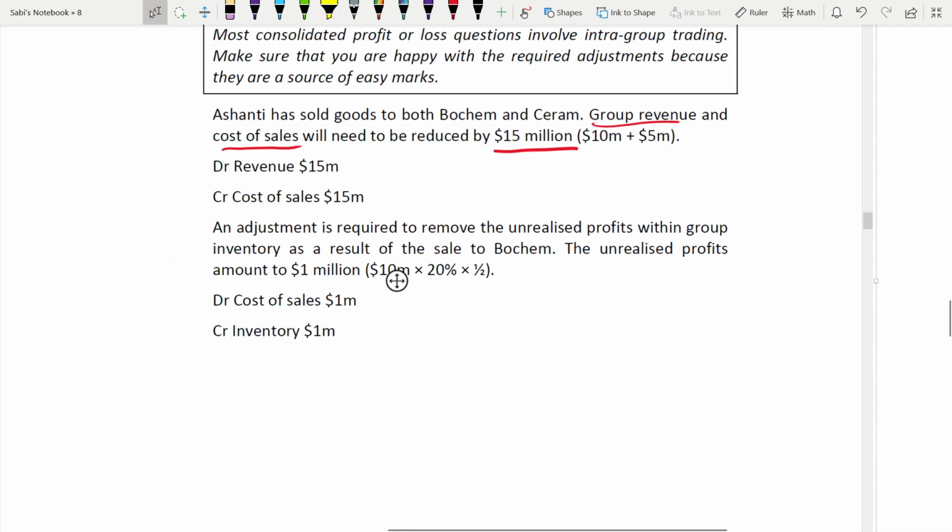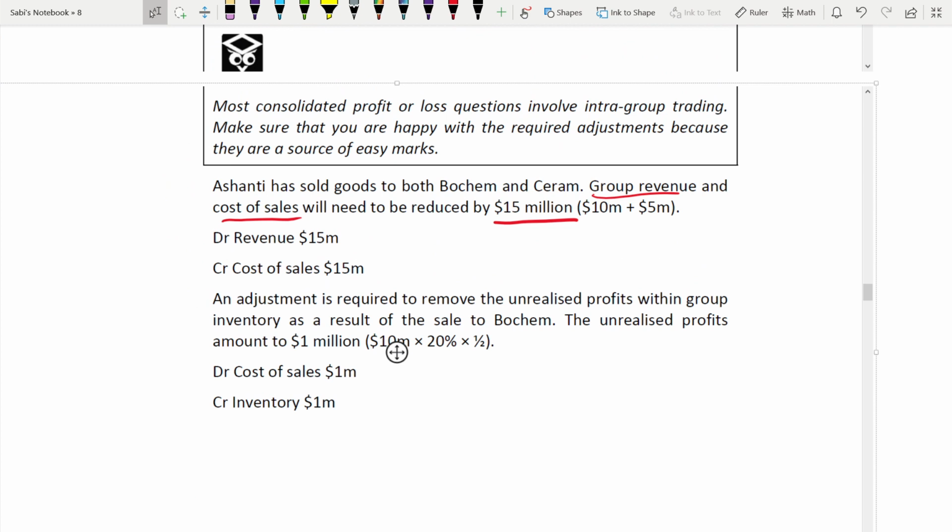So what is it? Debit. And an adjustment is required to remove the unrealized profit within the group inventory as a result of the sale to Bokum. So as a result of the sale to Bokum, what should you do? You have to remove this unrealized profit within the group inventory. It should not be there in the group inventory. It has to be deducted, removed, the unrealized profit.